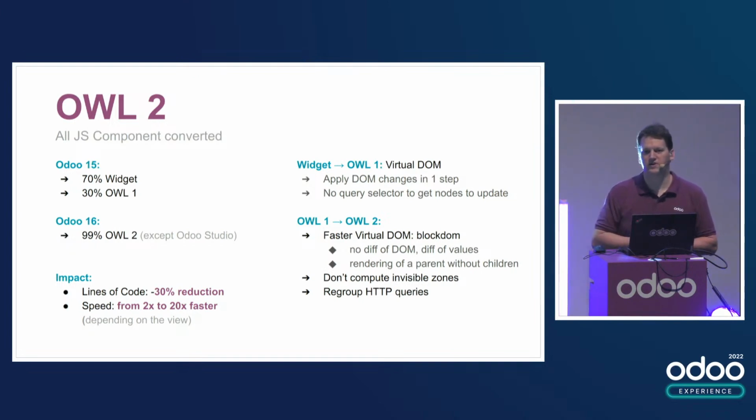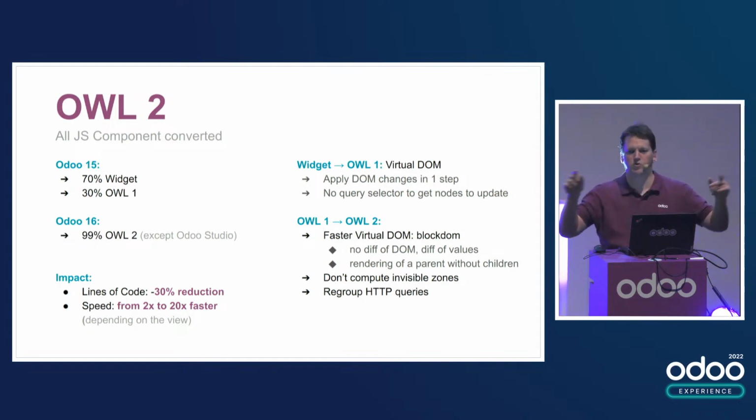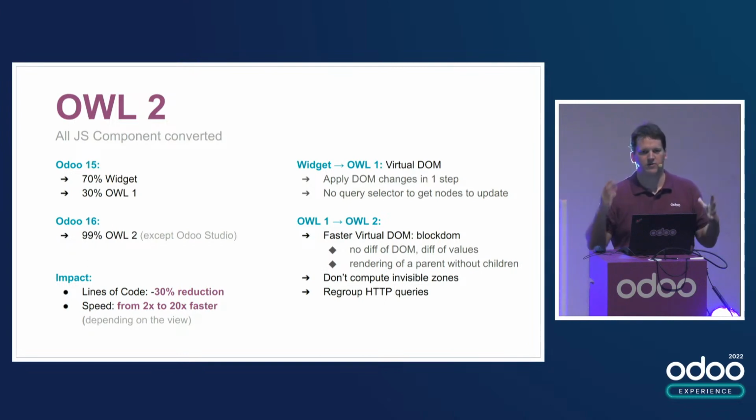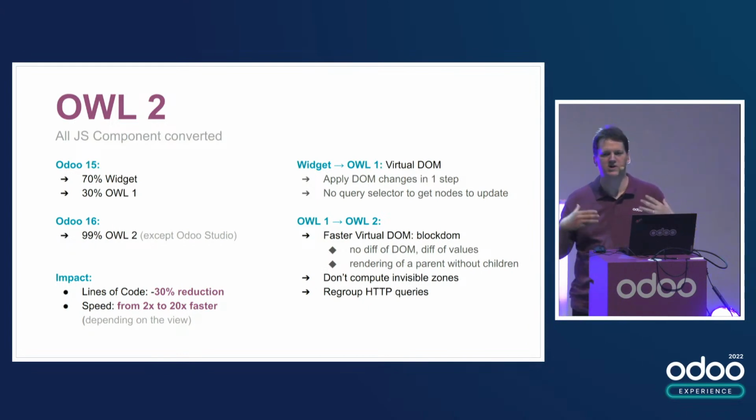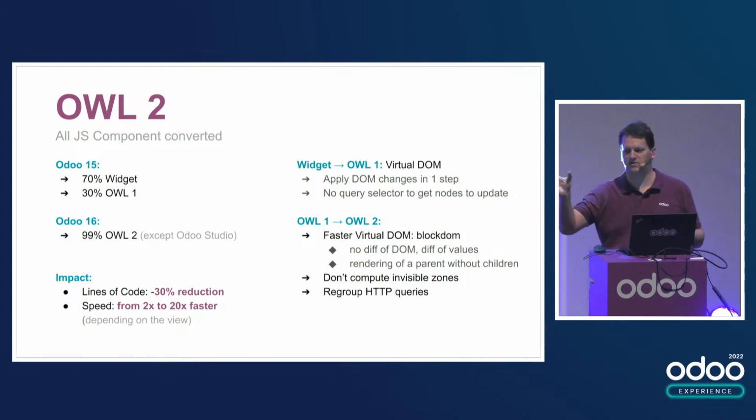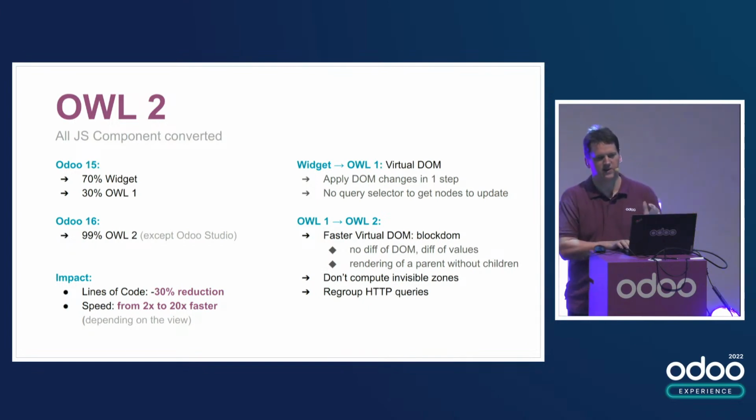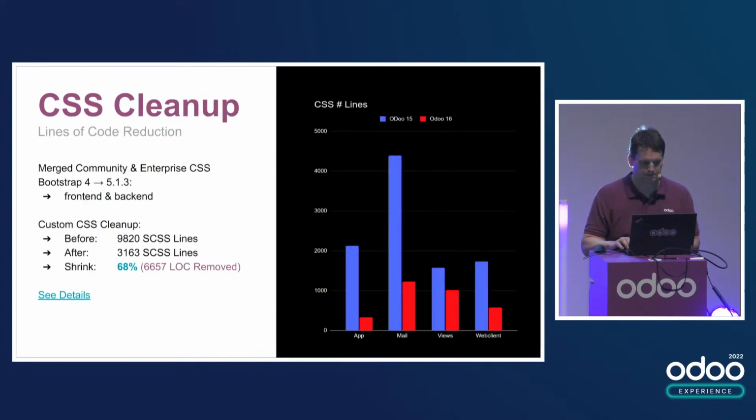We don't compute invisible zones. So if you have a notebook with multiple tabs in Odoo, the JavaScript is smart enough to only compute the zone that is visible on the screen. And we also regroup HTTP queries. So if you have multiple tags on different sale order lines, there will be only one HTTP query. And those elements, amongst others, make the new JavaScript framework much faster.